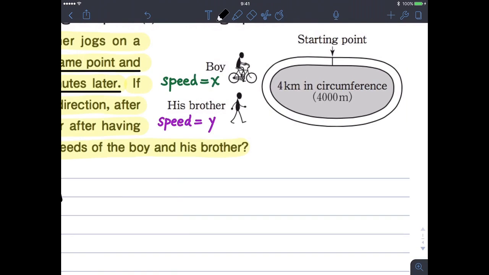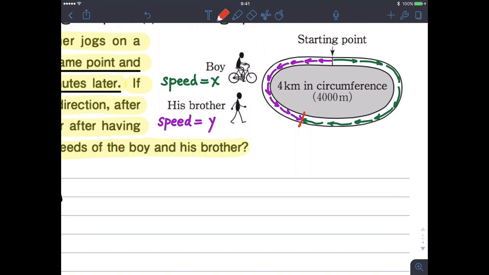So let's see what that means. Here's the boy starting on his bike and he's moving around the lake. And while he is moving around on his bicycle, his brother starts at the same point and is jogging, probably at a slower speed. But since they're moving in opposite directions, they will eventually meet. Let's show that location with a red line. It's not important where they meet. The important thing is they're traveling for 10 minutes before they meet.